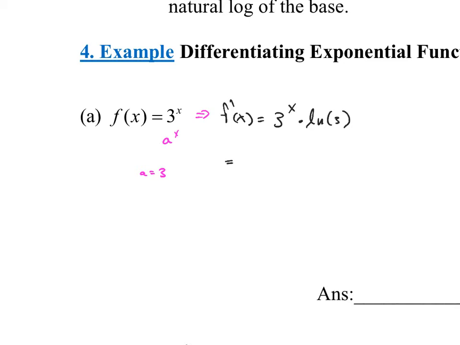So how would I write this? I'd probably write it as the natural log of 3 times 3 to the x. I don't know, it's up to you. Honestly, 3 to the x times the natural log of 3, that works for me. I'm perfectly happy with that as well. Not too much work to show on that one. That's what the answer is.